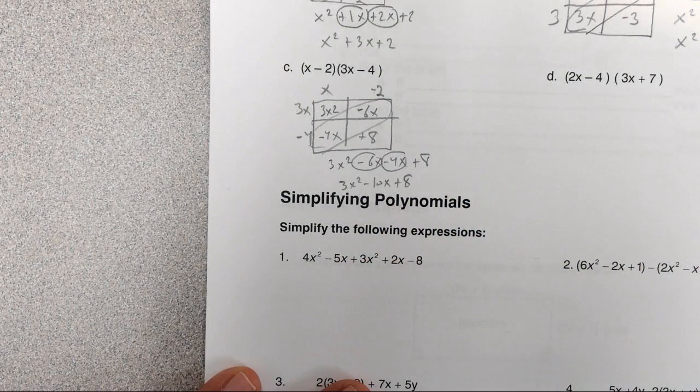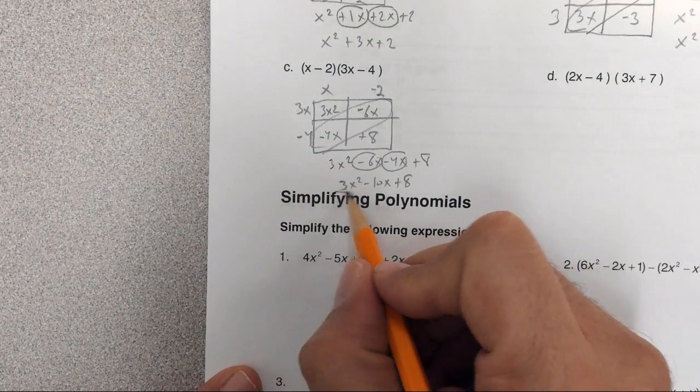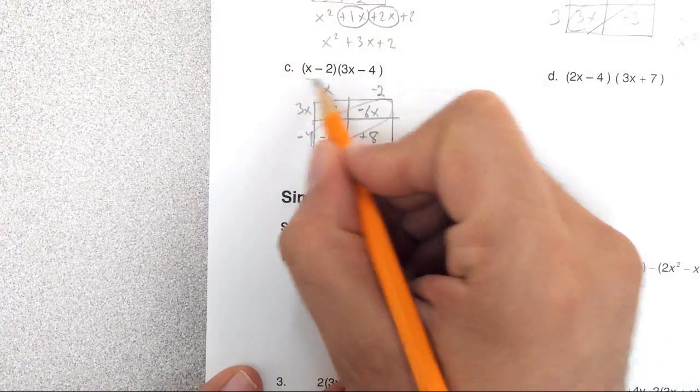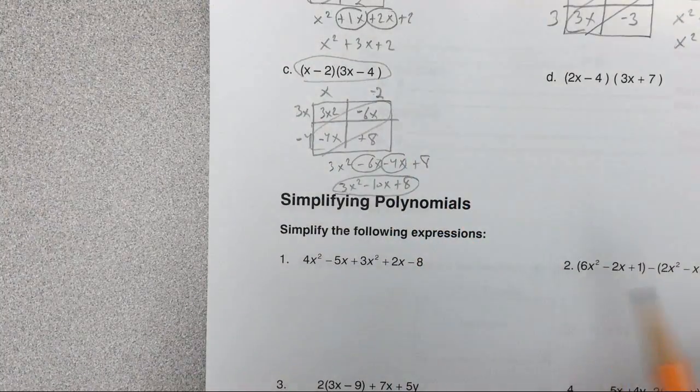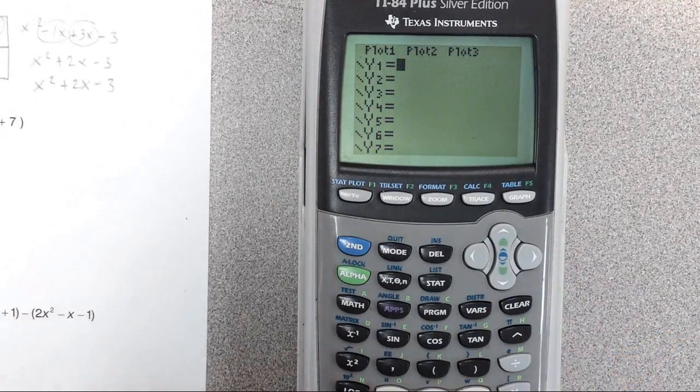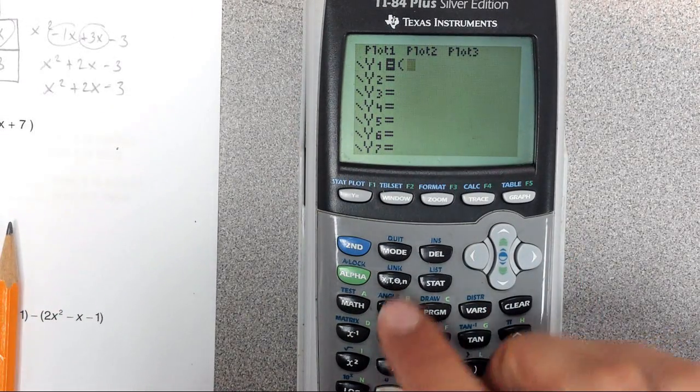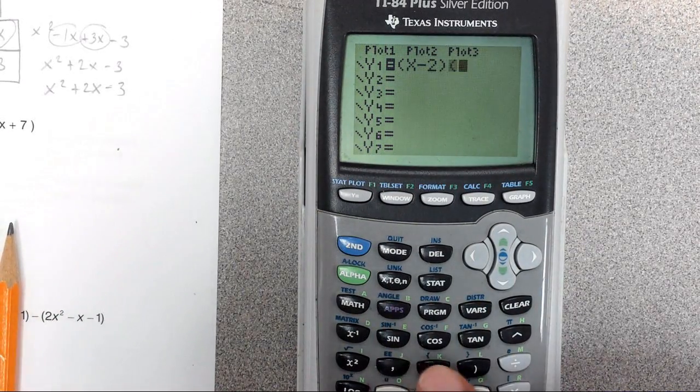This one is kind of tricky, so you know what I'm going to do? I'm going to check it using a calculator. So I'm going to put this one and this one: the problem before I start and the answer when I finish. I'm going to plug them into the calculator. First thing you do is go to y equals. Put in the problem.